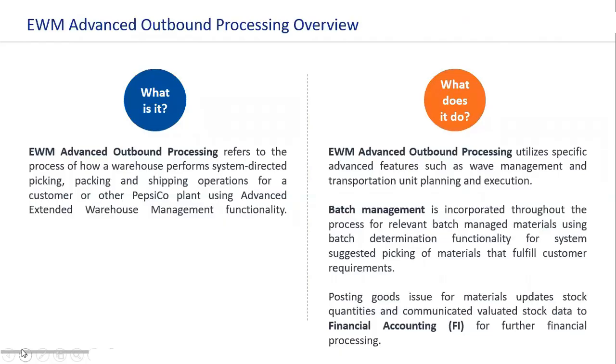So what is EWM advanced processing? This refers to the process of how the warehouse performs system-directed picking, packing and shipping operations for a customer or other PepsiCo plant using advanced extended warehouse management functionality. What does it do? It utilises specific advanced features such as wave management and transportation unit planning and execution. Batch management is incorporated throughout the process for relevant batch-managed materials, using batch determination functionality for system-suggested picking of materials that fulfill customer requirements, and posting goods issue for material updates, stock quantities and communicated valuated stock data to the financial accounting for further processing.